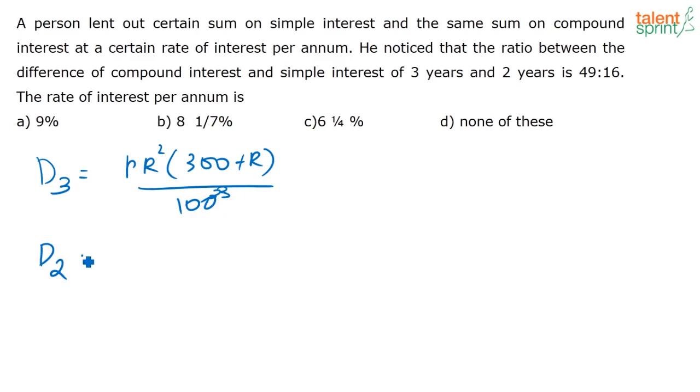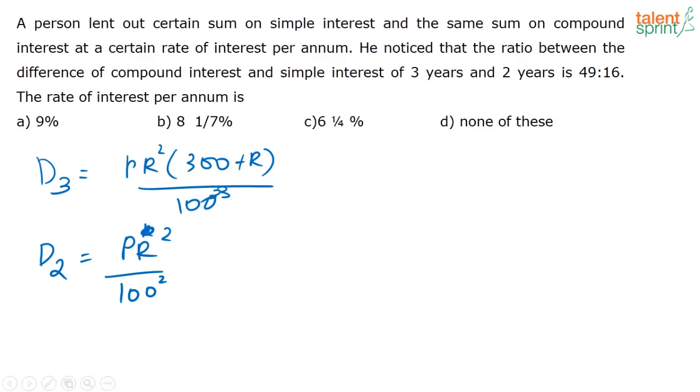Now D2, that is the difference between simple interest and compound interest for 2 years, is given by the formula PR squared by 100 squared. So let's just keep these formulas here aside. So what are they saying? He lent out a certain sum at simple and compound interest. He noticed that the ratio between the difference for 3 years and 2 years is 49:16.